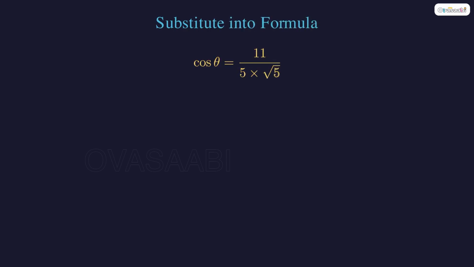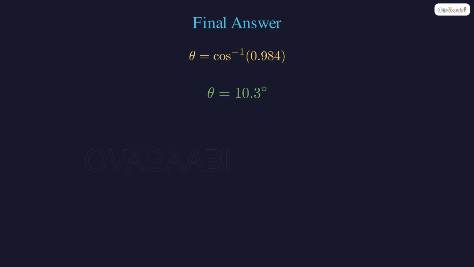We substitute into our formula: cos theta equals 11 divided by 5 root 5. Using a calculator, cos theta equals 0.984. Taking inverse cosine gives theta equals 10.3 degrees. That's the angle between our two vectors.